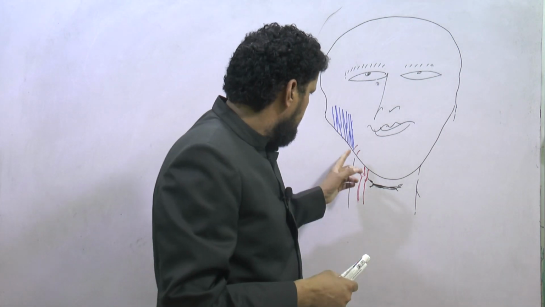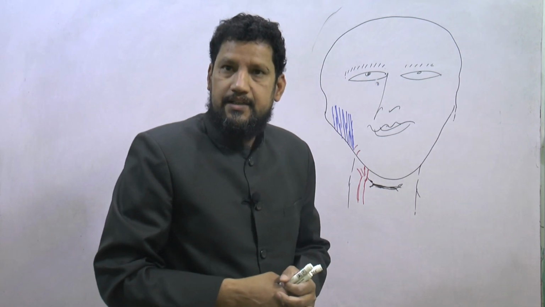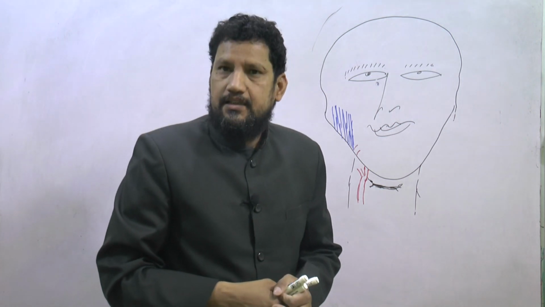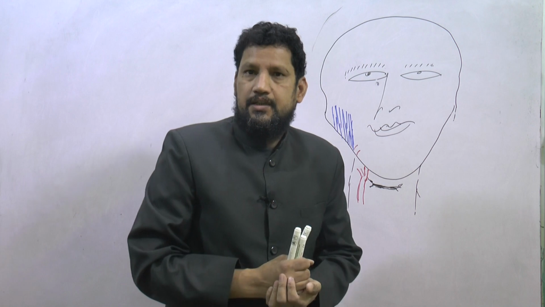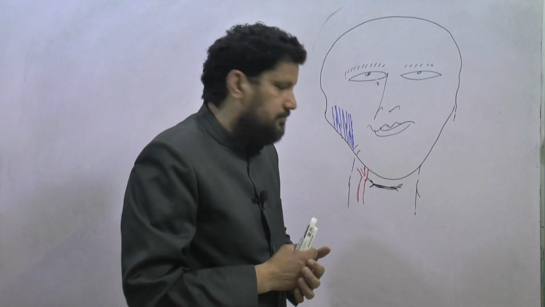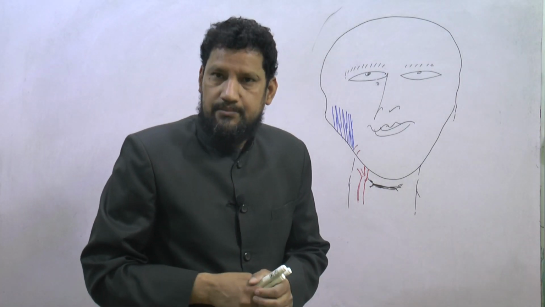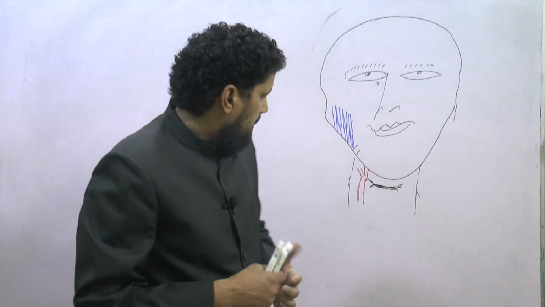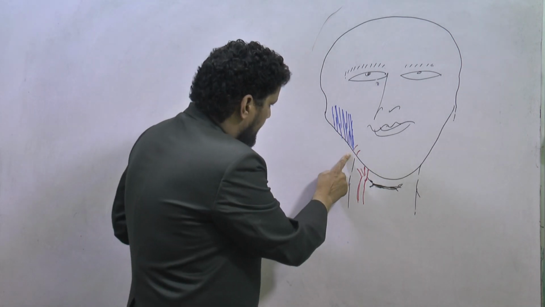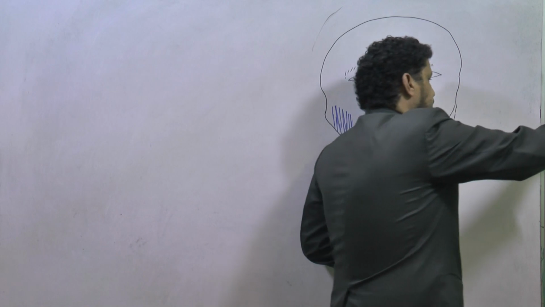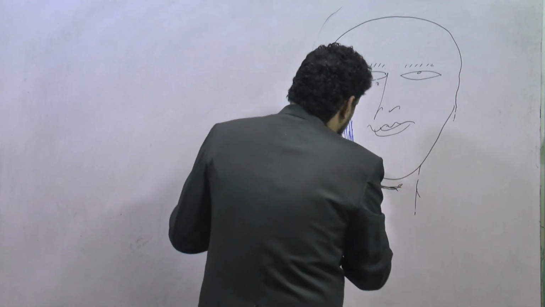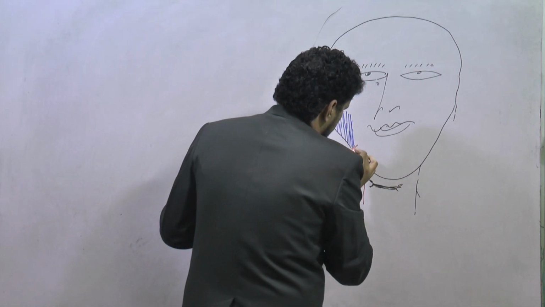At this level, the facial vein is behind the artery, and the marginal mandibular nerve, a branch of the facial nerve, is anterior to the facial artery. It is a motor nerve, and the facial vein is behind that. So I will draw the facial vein here. The vein is behind this.